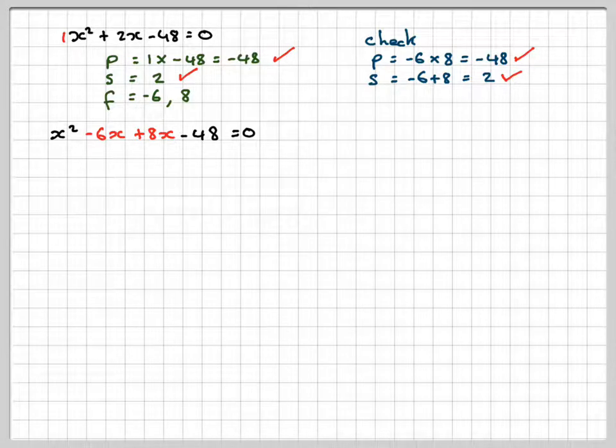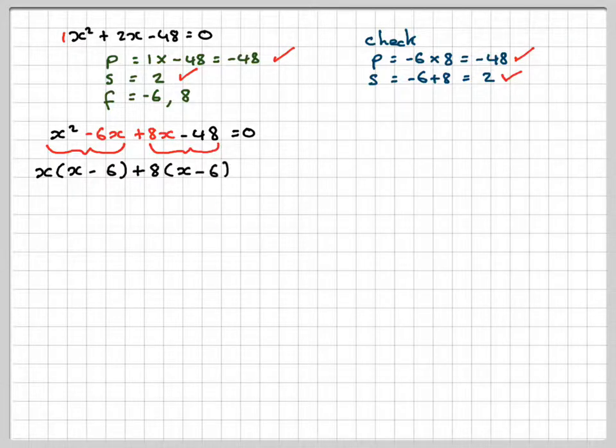We put these two together and factorise by grouping. So X and X is a common factor. It's got X brackets X minus 6. Here there's a common factor of 8. So we're going to get 8 brackets X minus 6, still equal to 0. If we've done this process right, you should always end up with the same thing. So this now comes as a common factor, X minus 6, X plus 8 is equal to 0.